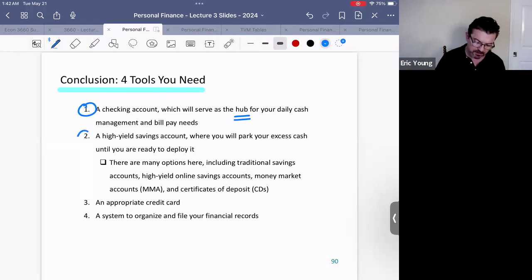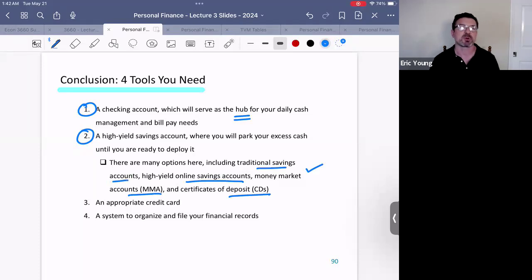Checking account. Number 2, you need a high yield savings account. There's a lot of types now. You have high yield online savings accounts, you have CDs, you have money market accounts, you even have traditional savings accounts, but their interest is usually pretty poor. But either way, you're going to be saving money every month. You don't want to leave all that excess cash in your checking account. You want to move a bit of it into your savings account to generate some interest on your excess cash.